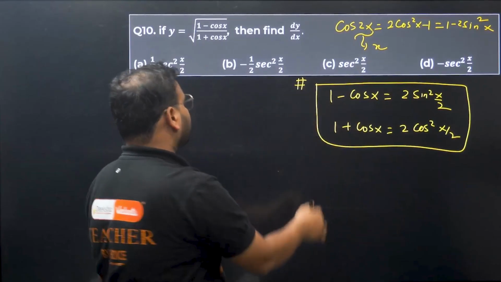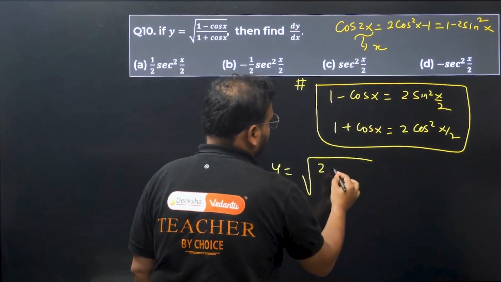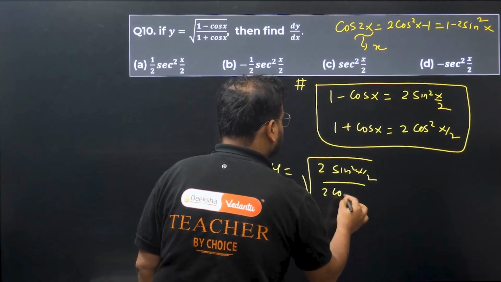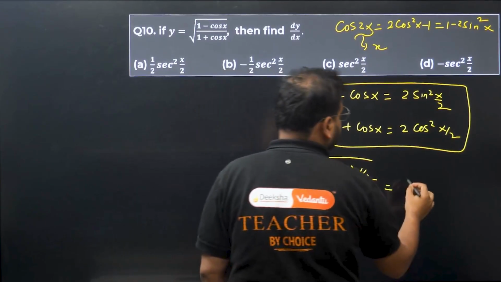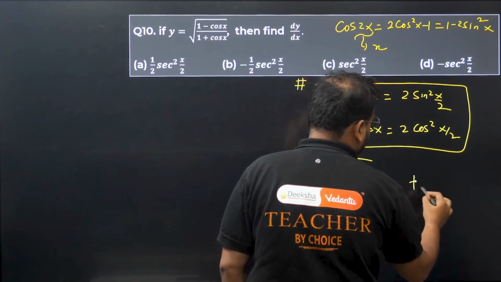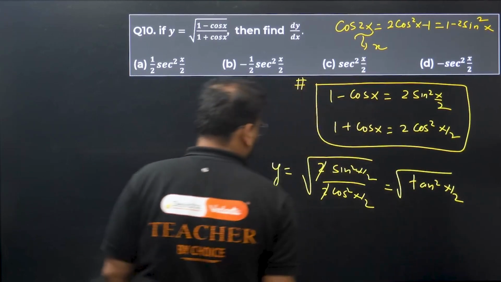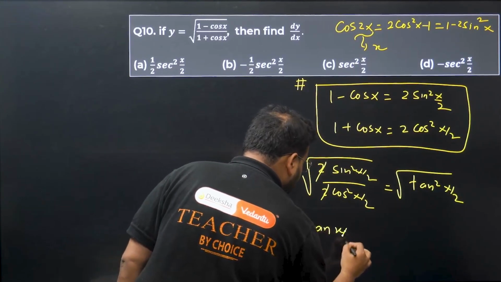If you use that in the root, what do you get? You get y equals root of 2 sine square x by 2 upon 2 cos square x by 2. 2 and 2 are cancelled. I simply get tan square of x by 2 in the root. Root will cancel the effect of the square, so the answer is simply tan of x by 2.